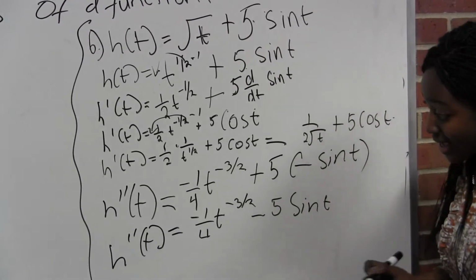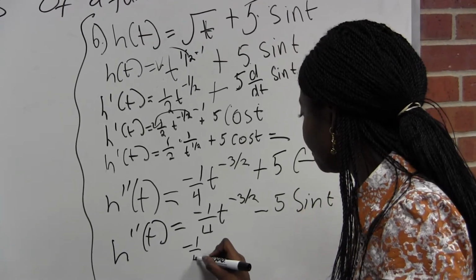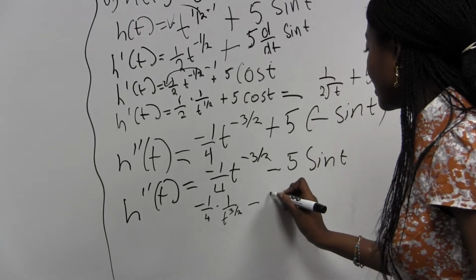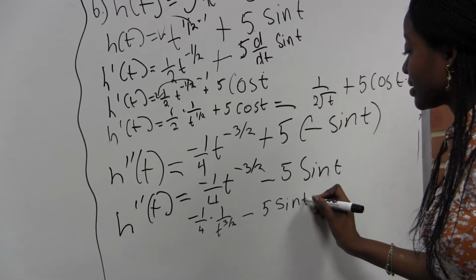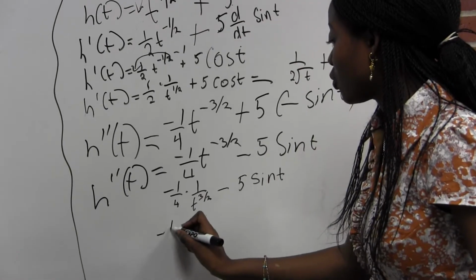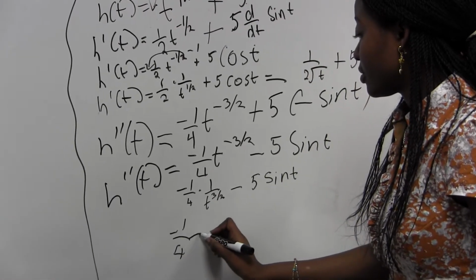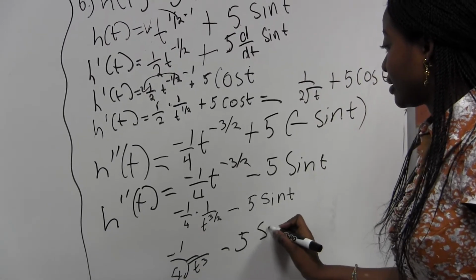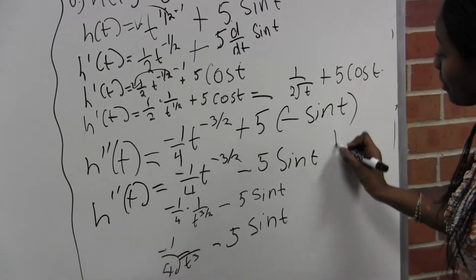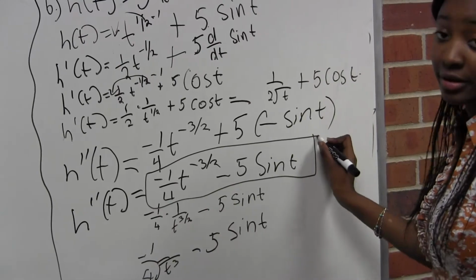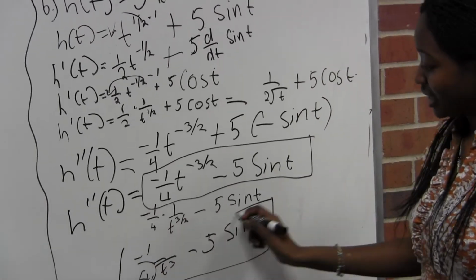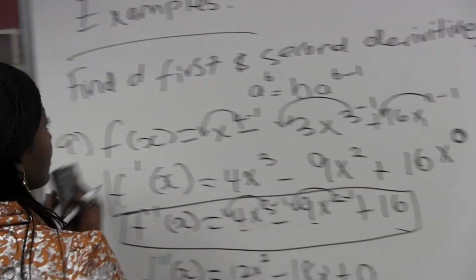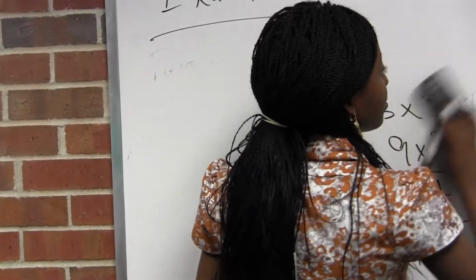Now I can rewrite this as negative 1/4 times 1 over t to the power of 3/2 minus 5 sine t. So this is going to give me negative 1/4 over the square root of t cubed, minus 5 sine t. There's no problem with leaving your answer like this. This is absolutely correct. But this is also correct. It just makes it look neater, I think. So that's it. So I have a couple more questions to test our knowledge.